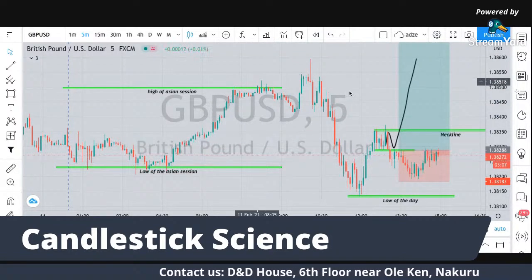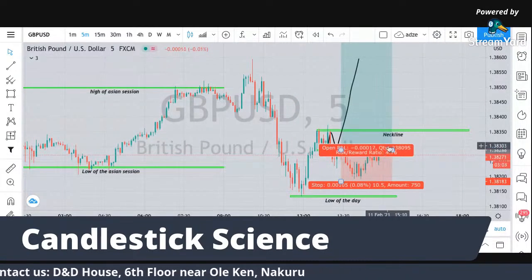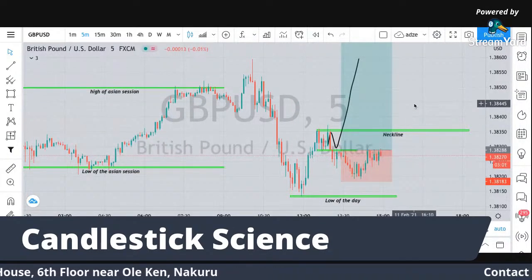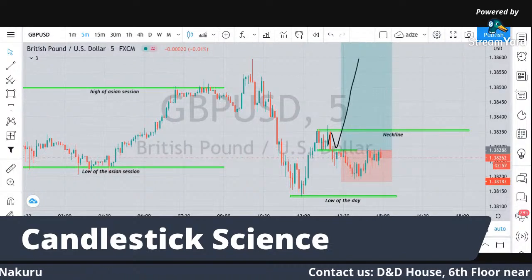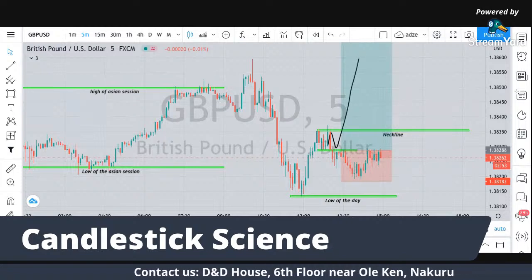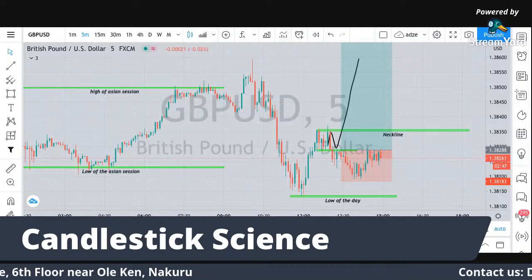And the web price is just testing my area of entry. I've sent it on WhatsApp. Yeah. Actually, it's now becoming bullish.